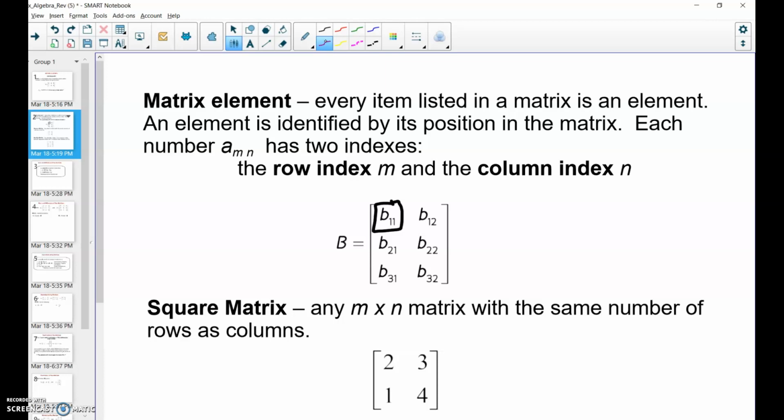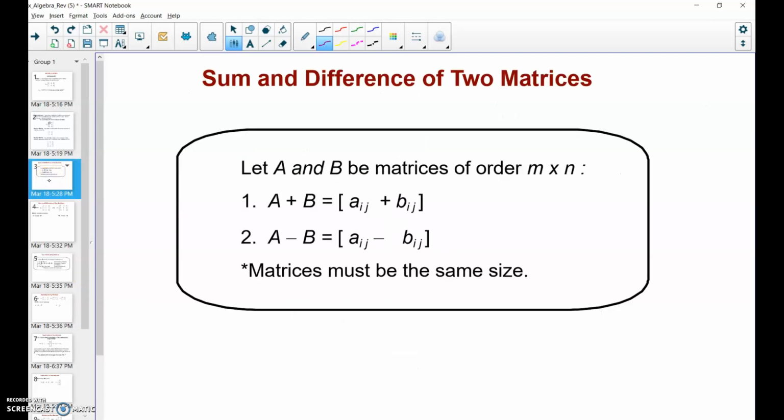So any matrix can be notated by the specific positions of its numbers. A square matrix is any m by n matrix, so a row by column matrix, with the same number of rows as columns. It looks like a square, even numbers for your length and your width. That should probably be pretty self-explanatory. Here's just some vocab words with a matrix. We are actually going to do some algebraic operations with these.